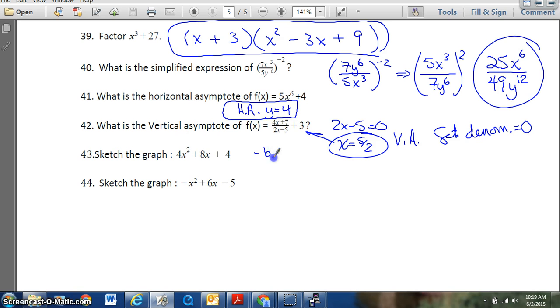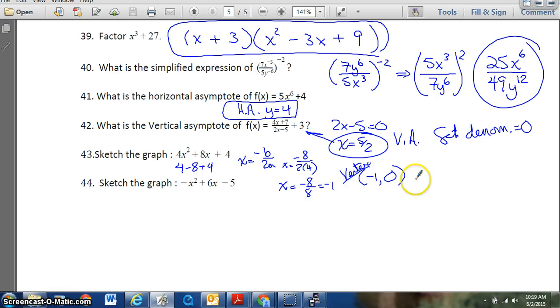Sketch this graph. Remember, just get the x value of your vertex. It is negative b over 2a. So if I do negative b over 2a, I'm going to get negative 8 over 2 times 4. So my x is going to be negative 8 over 8, which is negative 1. So my vertex will have an x-coordinate of negative 1. If I put negative 1 in here, I get 4 minus 8 plus 4, so negative 1, 0. So if I were to sketch this, this would have a vertex at negative 1, 0, and open up. Because it's multiple choice, that would be enough to answer that.